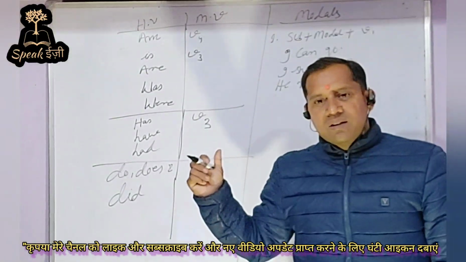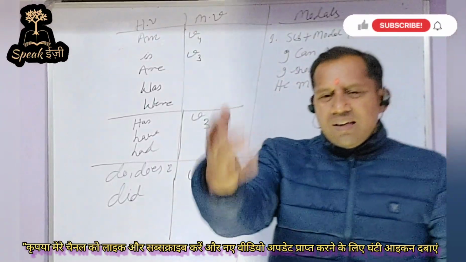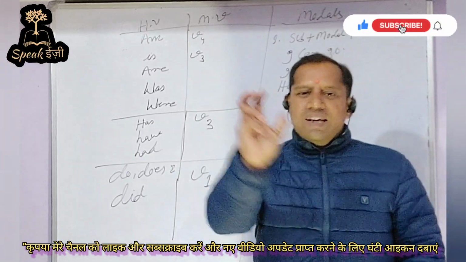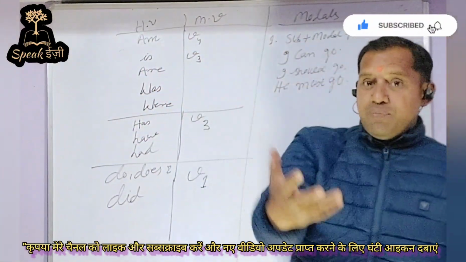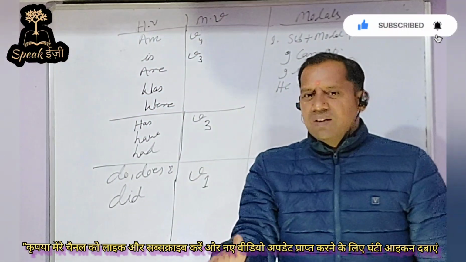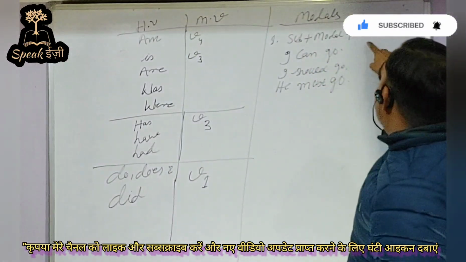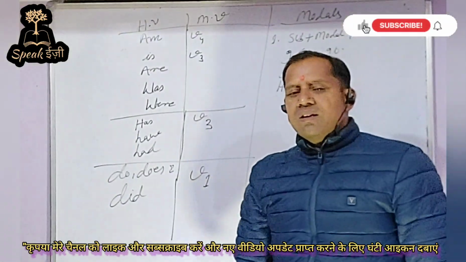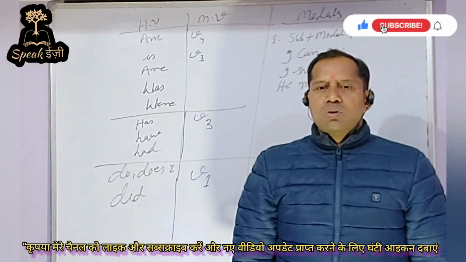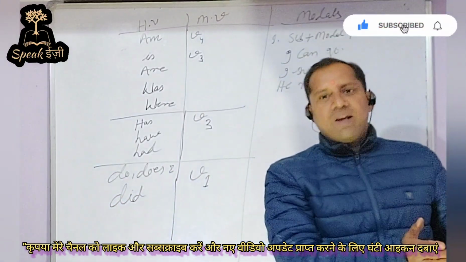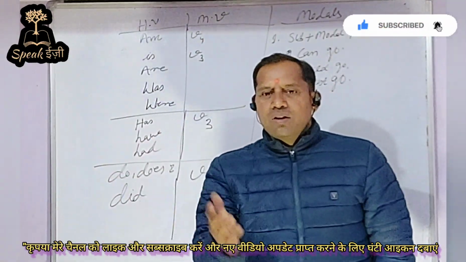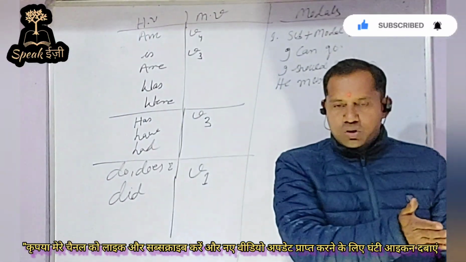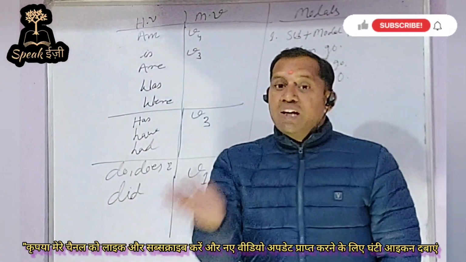What does it mean? It means that whatever our subject is, I have given you a list of 19 subjects, let it be any subject, and if we use any modal verb after it, the first possibility is that we can use the base form of the verb, or V1. How is it? He can go. He could go. He may go. He might go. He shall go. He will go. He should go. He would go. He must go.